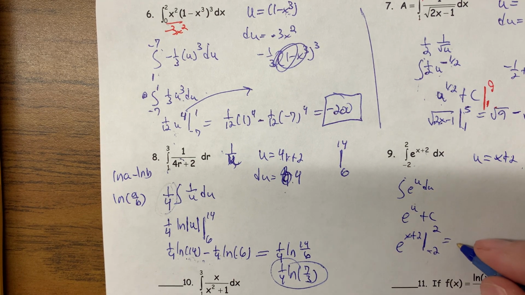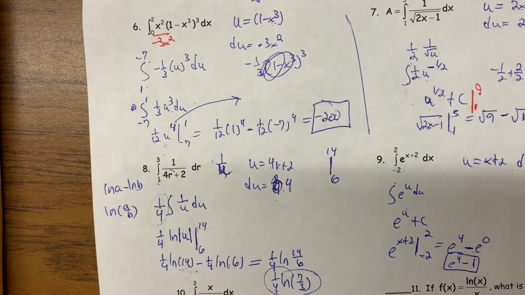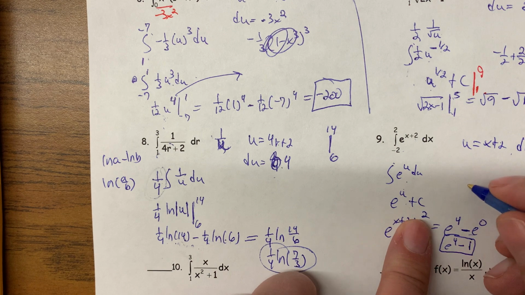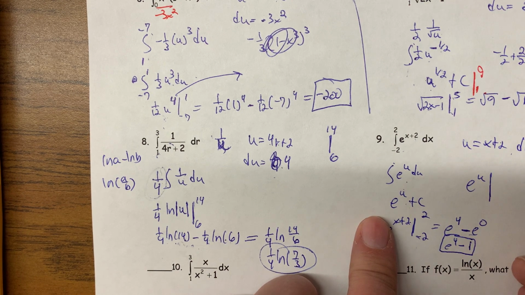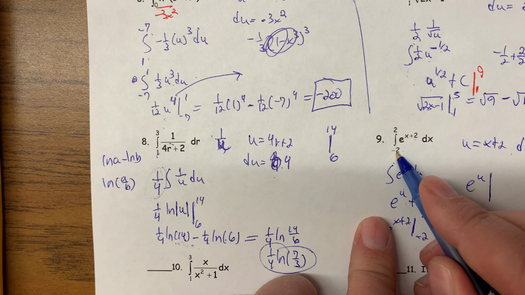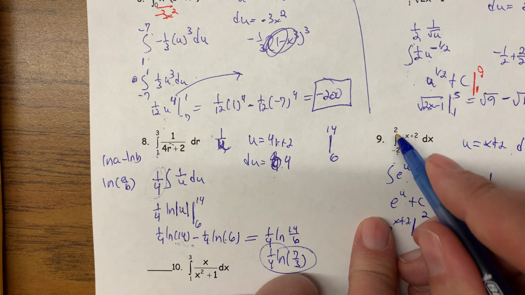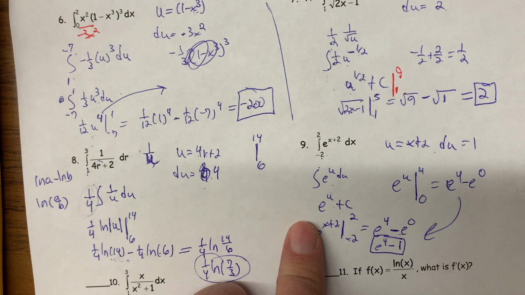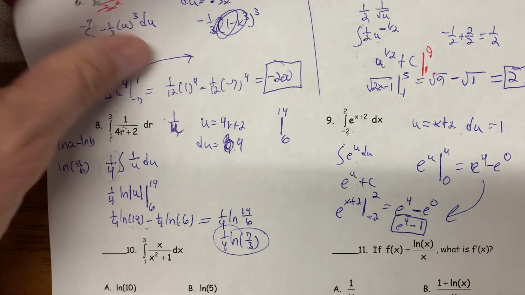So when I plug in, I get e to the 4th power minus, negative 2 plus 2 is 0, e to the 0, and this can be simplified. So e to the 4th minus 1 is the best way to write this. Now, could I have used the limits for u here instead? Yeah, I could have said it's e to the u from when x is negative 2, u is 0, and when x is 2, u is 4, and I would also get e to the 4th minus e to the 0. These both give the same thing, right? I just want to make sure we know there's 2 ways here.